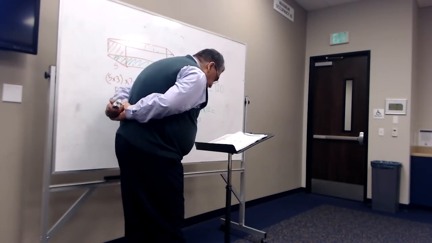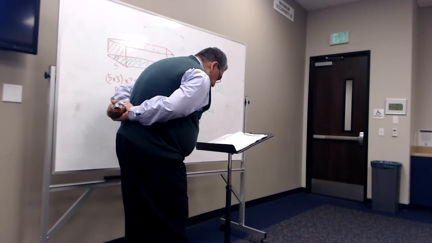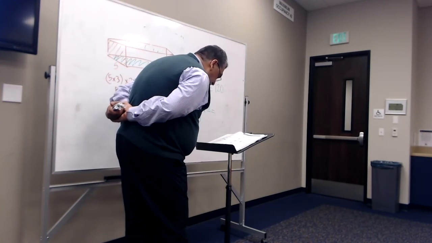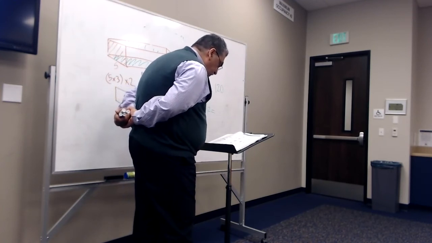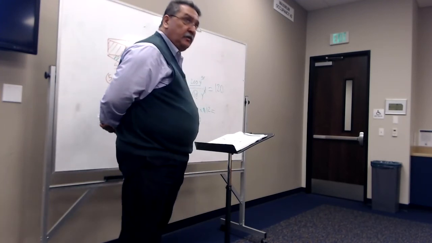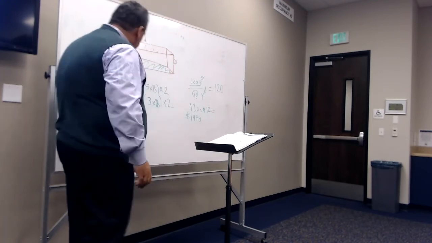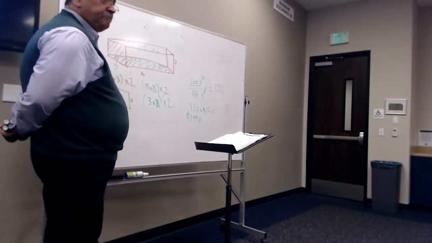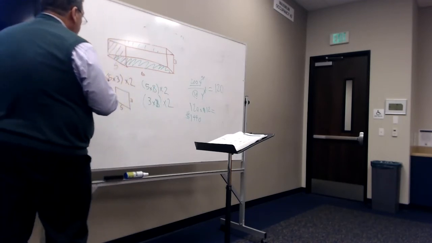So for surface area, they have that formula on page 572. Length times width plus length times width, length times height plus length times height, width times height plus width times height. Why did you do that? Because there are 2 of each, or you can just multiply by 2. So this is the formula for surface area.